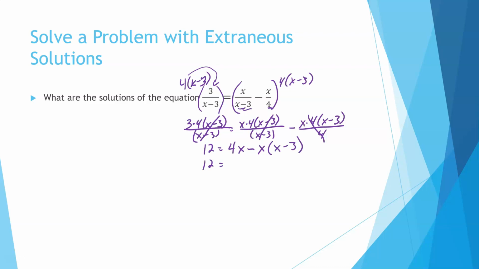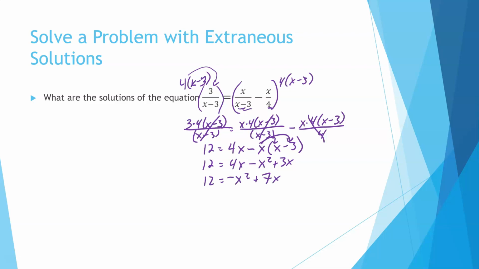Now we simplify. 12 equals 4x. Make sure you distribute the negative with the x. So negative x times x is negative x squared. Negative x times negative 3 is positive 3x. Now when I combine like terms on the right, I get negative x squared plus 7x.